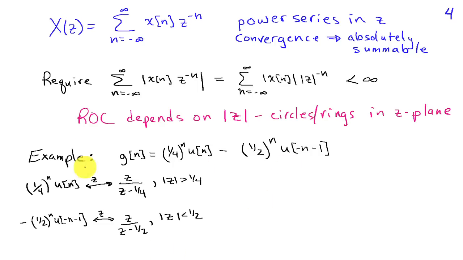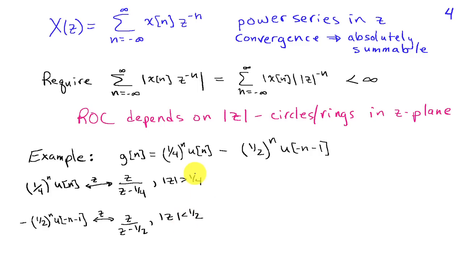We first recognize, using our formula for case 2, the causal exponential, that 1 quarter to the n u of n has z-transform z over z minus 1 fourth. The region of convergence for that is the values of z whose magnitude exceeds 1 fourth. Now the second term, negative 1 half to the n, u of minus n minus 1, has z-transform z over z minus 1 half. In that case, the region of convergence is values of z such that their magnitude is less than 1 half.